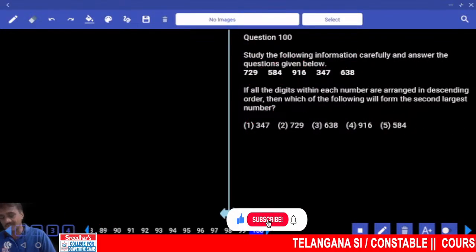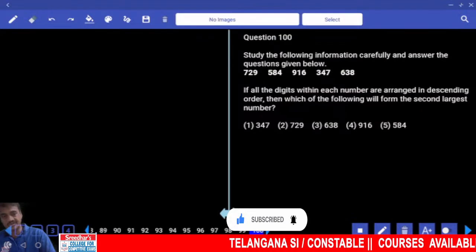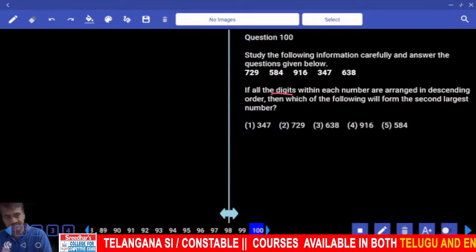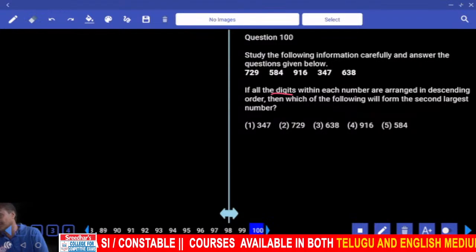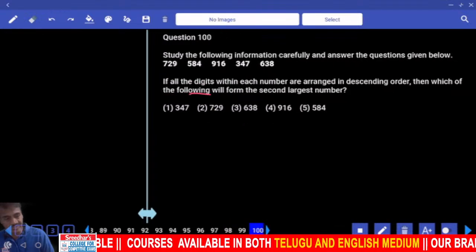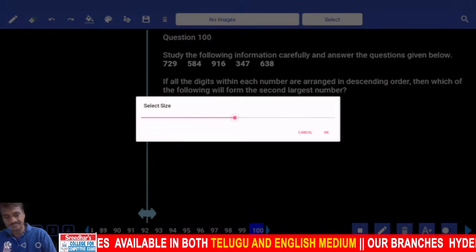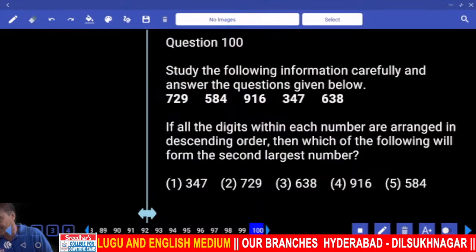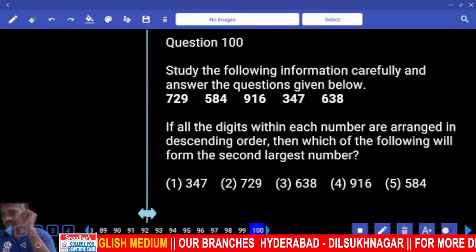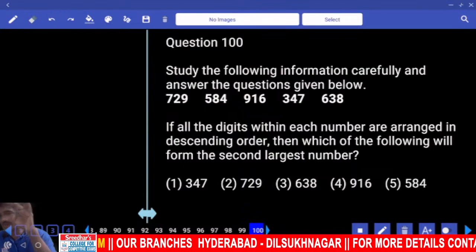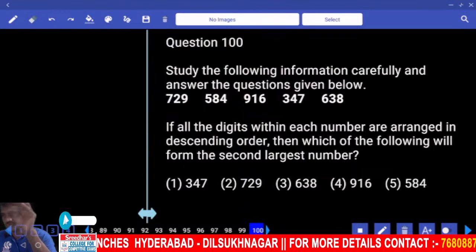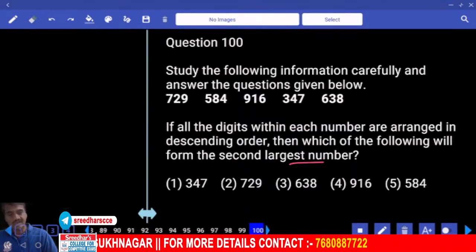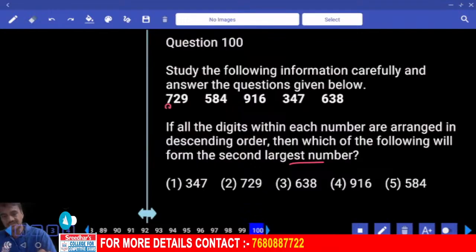And finally question number 100. If all the digits, now here he is talking about the digit. If all the digits within each number are arranged in descending order, which of the following will form the second largest number? Clear? What is the question we have? All the digits are arranged in descending order within the number. If the digits are arranged in descending order within the number, then which digit will come at the first place? I'm not talking about a particular number. In any number, which digit comes at the first place? The highest digit in that. Now we need to think about the highest. 9 is the highest.